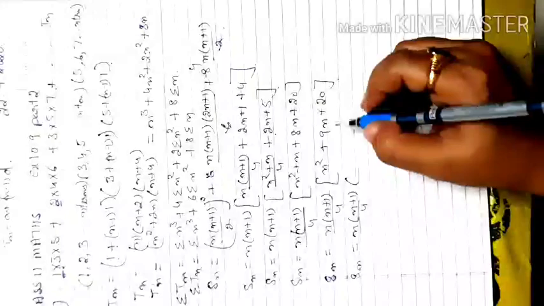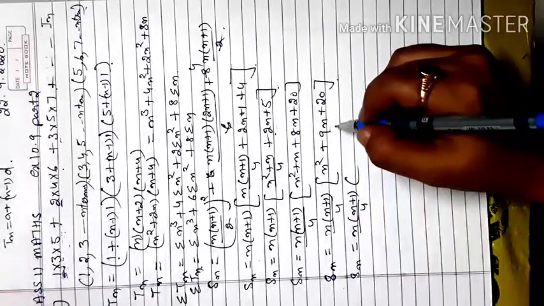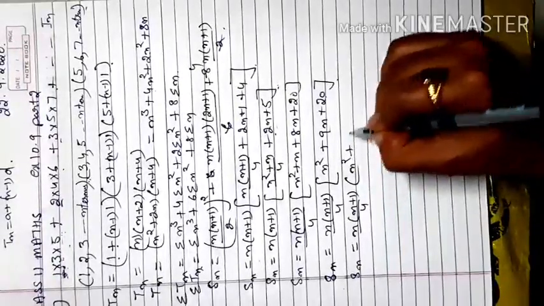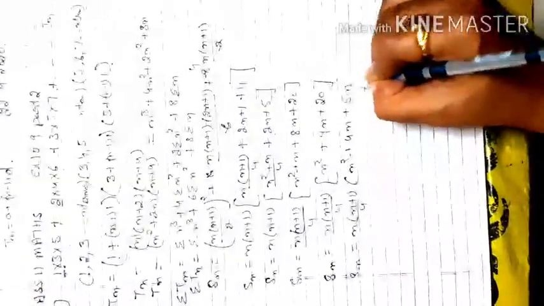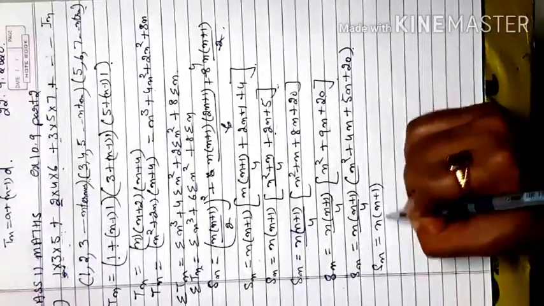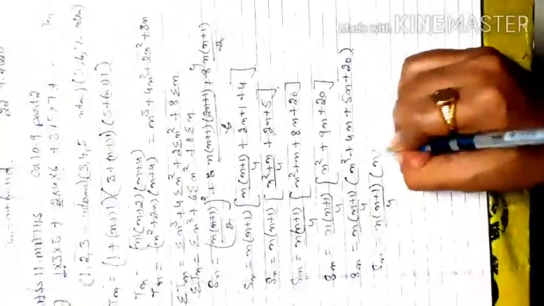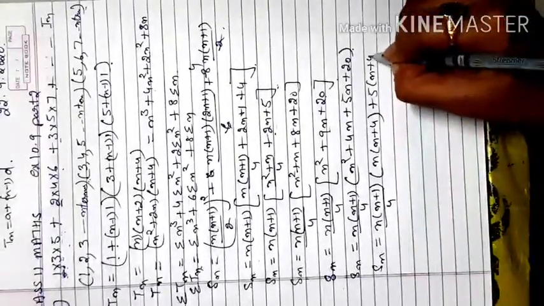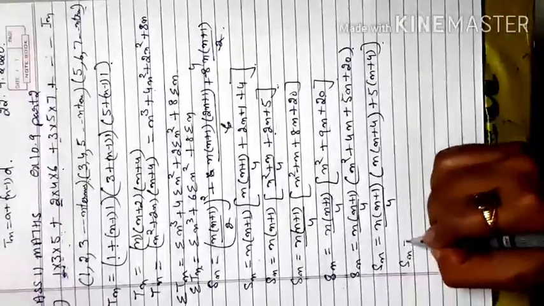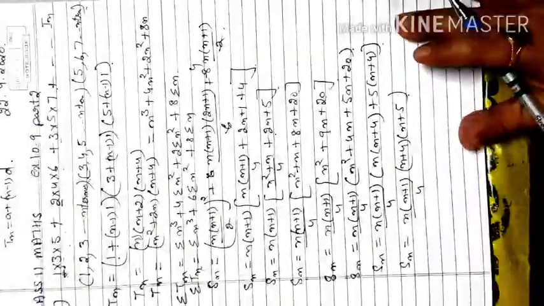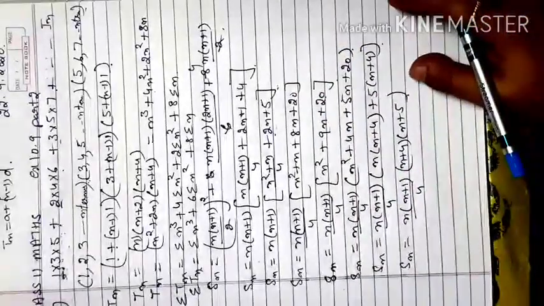Now if you make the factor, 9n is split into two parts, 4 plus 5, and 4 into 5 gives you 20. So by the middle term split method, you will factorize this n square plus 4n plus 5n plus 20. So here Sn is equal to n into n plus 1 by 4. If I take n common, it will be left n into n plus 4 plus 5 into n plus 4. So when you go further, n into n plus 1 by 4, n plus 4, then n plus 5 is my required answer.